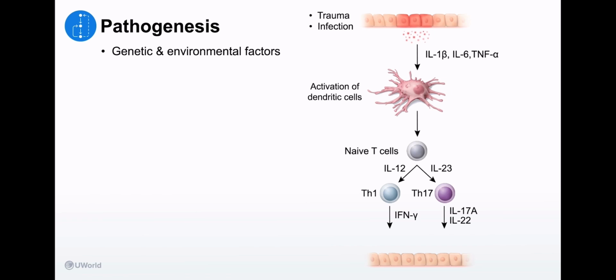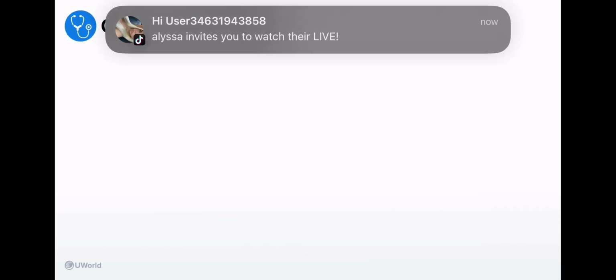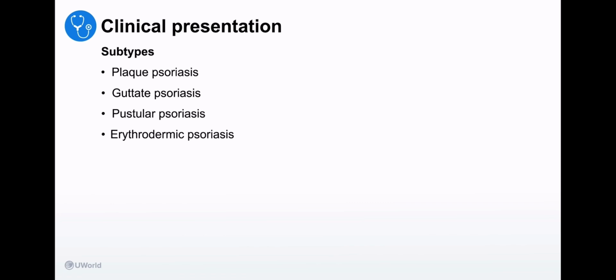The stimulated keratinocytes proliferate, creating the thickened epidermal plaque. They also release more cytokines, leading to a positive feedback loop. Don't be overwhelmed by all the inflammatory mediators here, but do recognize that these pathways are important targets for therapy, as we'll discuss later. Clinically, there are several different subtypes of psoriasis, including plaque, guttate, pustular, and erythrodermic. But by far the most common is plaque psoriasis, which will be the focus of this discussion.